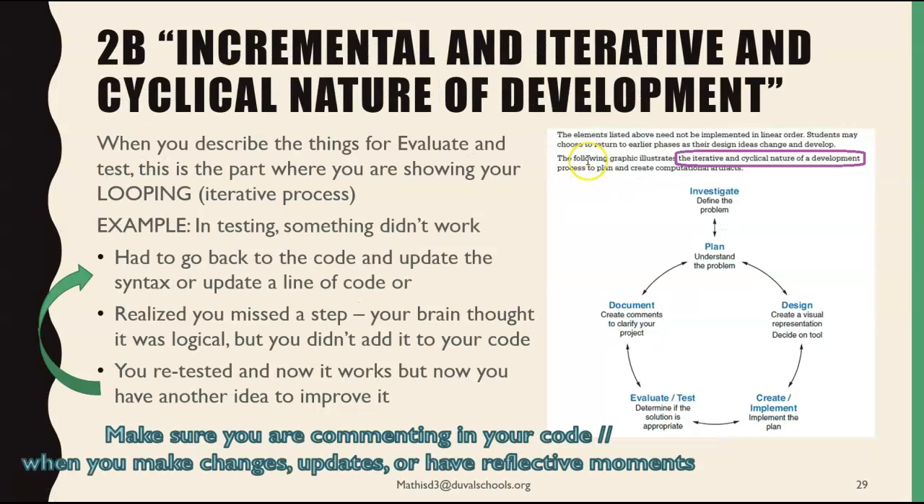Okay, so when you describe the things for evaluate and test, this is the part where you are showing looping, that iterative process. And this goes back to what I was just saying before. You had to go back to the code, you had to update the syntax, update a line of code, you realized you missed a step and you retested and now it works.